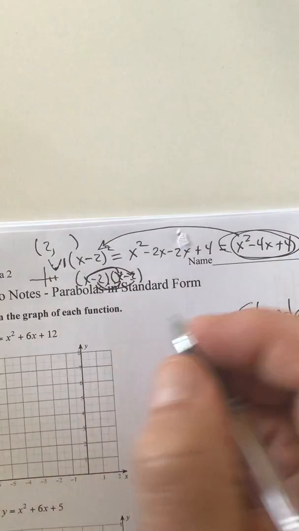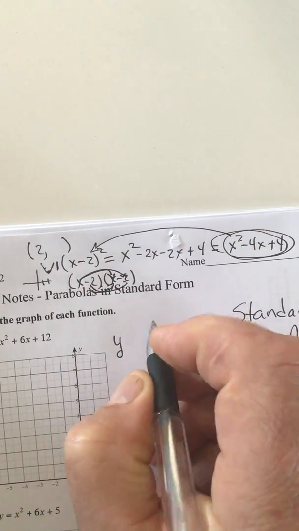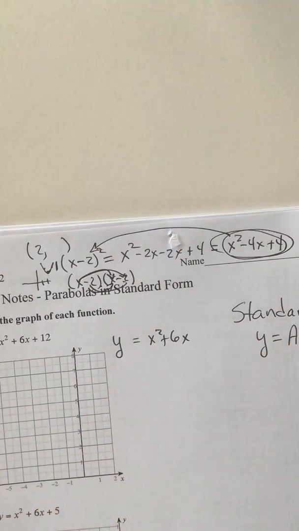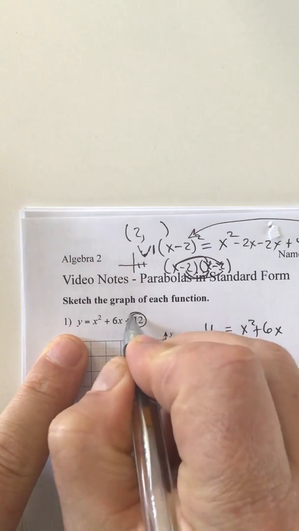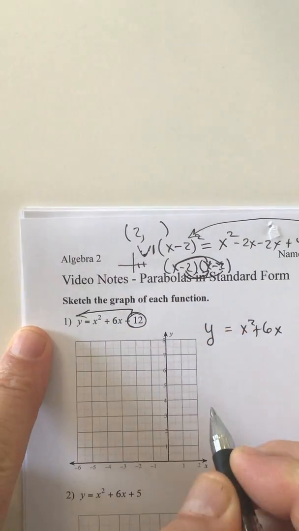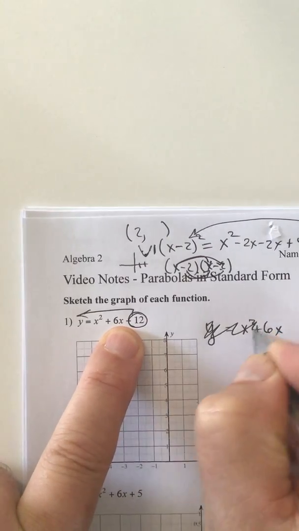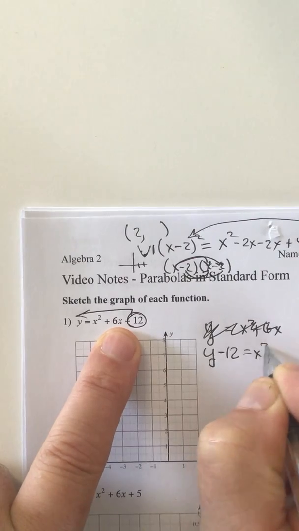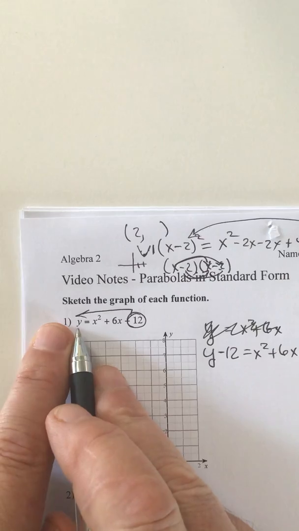Okay, here's step number 1. y equals x squared plus 6x. Now, one of the things that I want to do is take the constant and put it over with the y. So I'm going to take this constant and put it over there. Okay, so if it's a positive 12 here, it's a minus 12 here. I should have left myself some space. So it's y minus 12 equals x squared plus 6x. So the first thing I did is took the constant and put it over with the y.